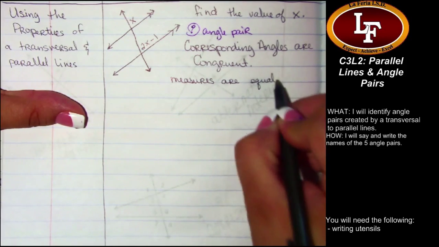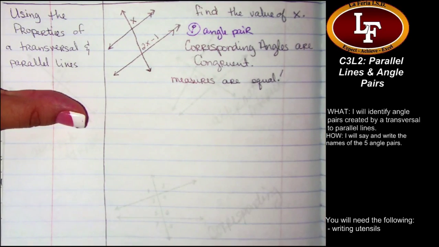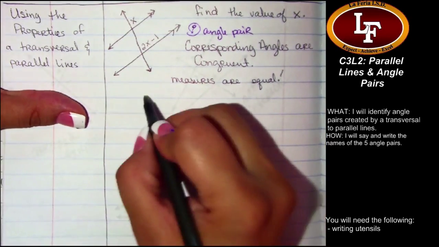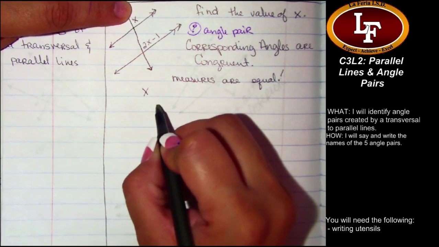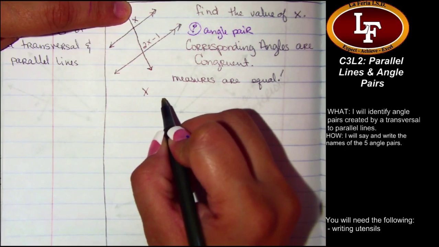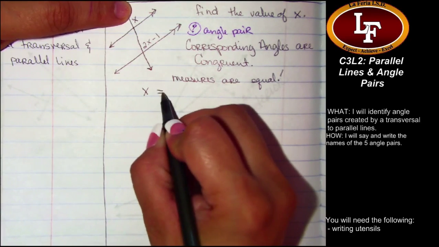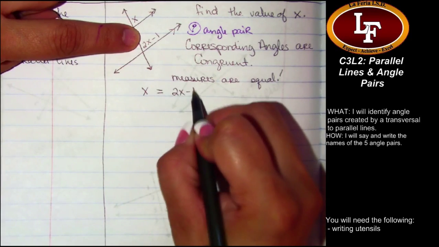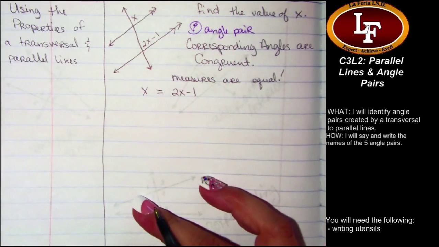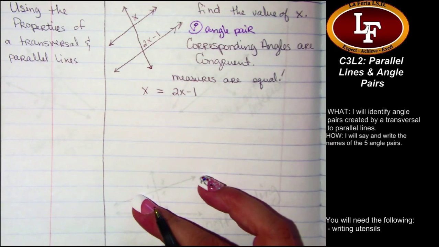So their measures are equal, which means in our algebra language, we can rewrite this as this angle's measure, which I don't know, but I'm going to use the symbol x because that's what it told me, equals this angle's measure, which the symbols tell me is 2 times x minus 1. And now we get to pretend it's straight up algebra and just solve the thing for x.